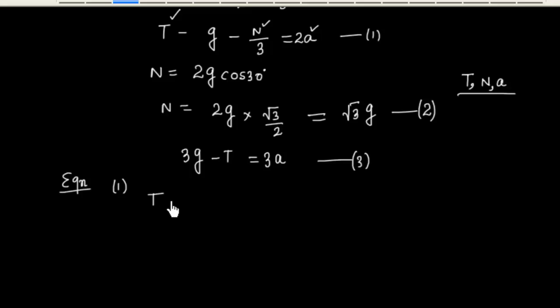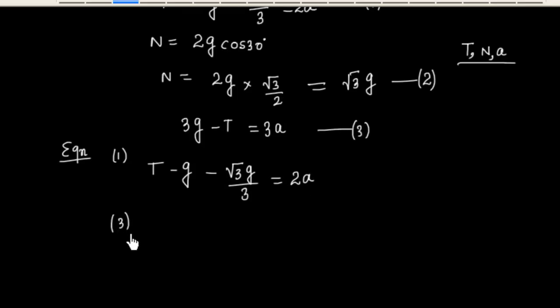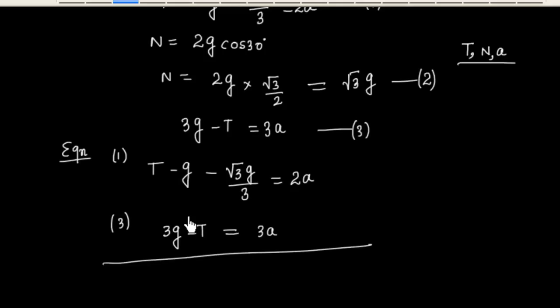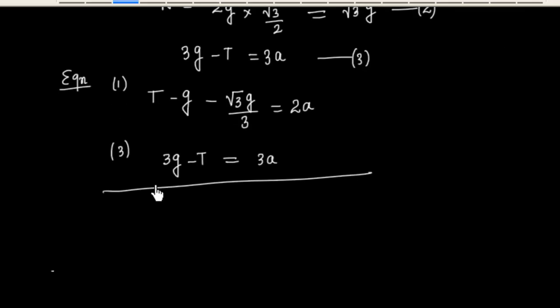So equation 1 will be t minus z minus n by 3, n is root 3z by 3 is equals to 2a. Now let us say equation 3 we have, and this is 3z minus t is equals to 3a. If I add these two equations, we will have 3z minus z, that is 2z, t goes, and minus this is 1 by root 3, so z by root 3 is equals to 5a.